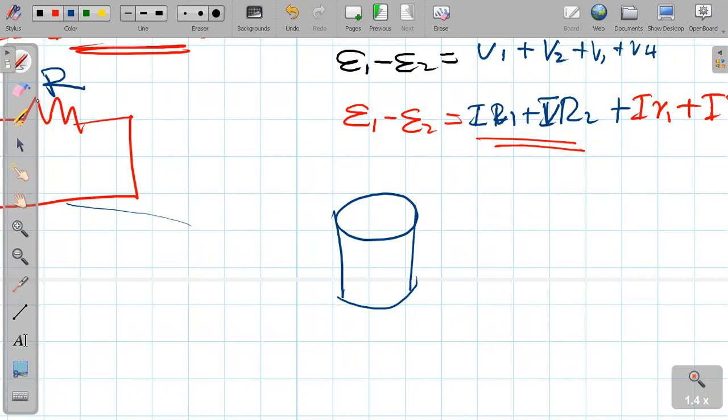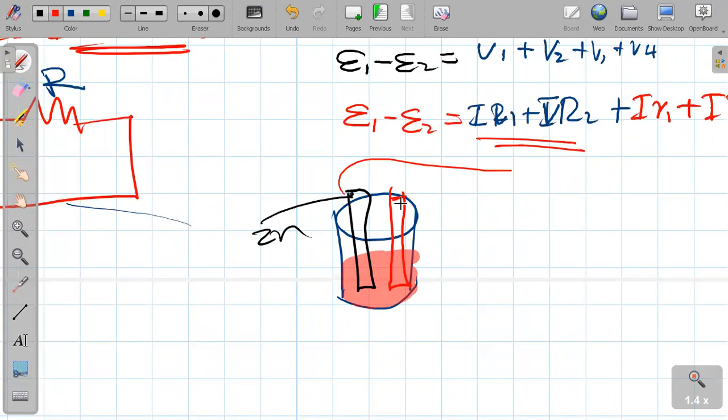What, with like a potato or something? Yeah, potato, chili, or anything. So if you add some acid, and one is a zinc plate, the other one is copper, right? You connect this one with the voltmeter.